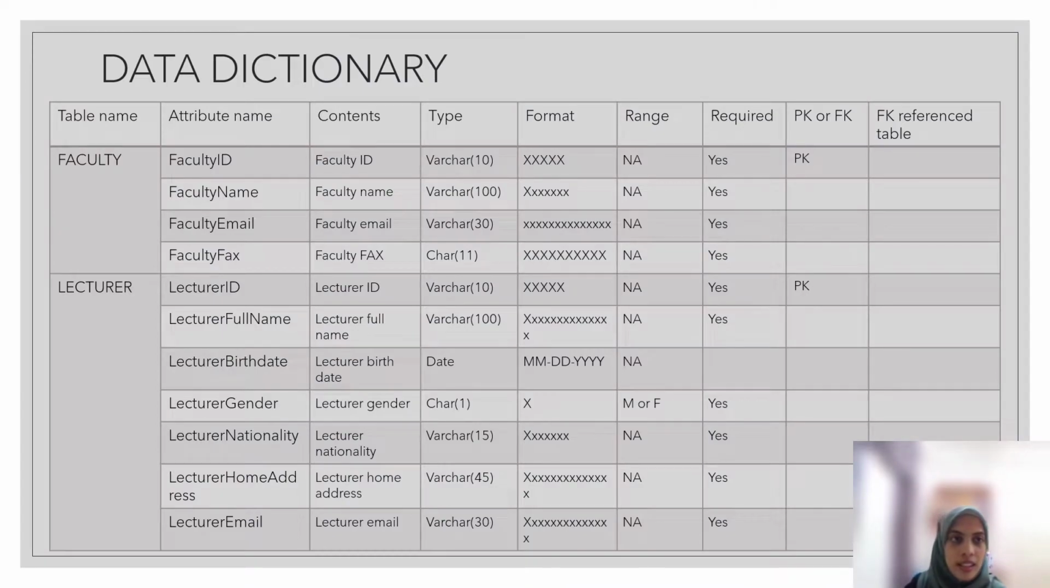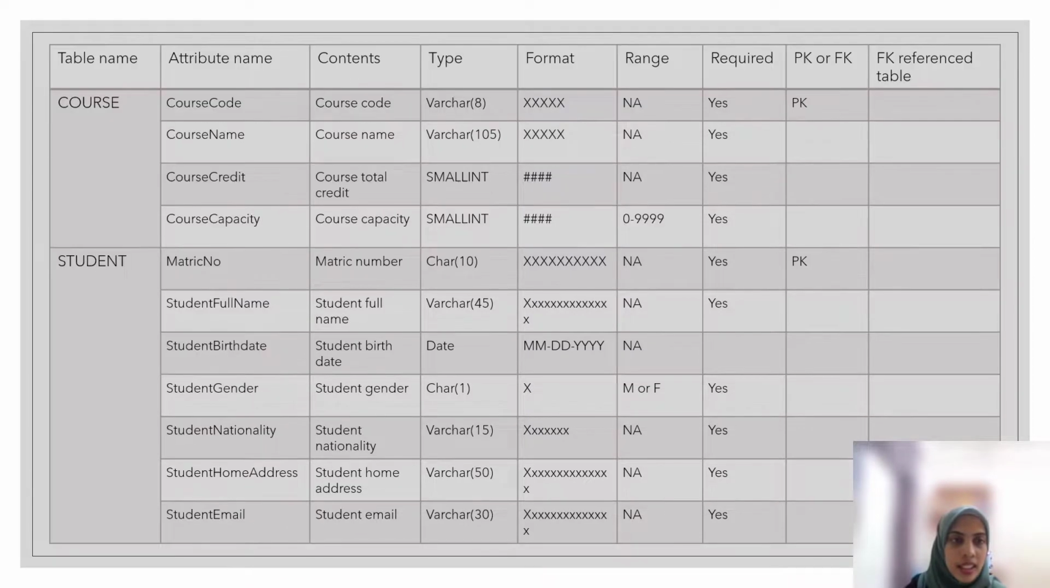This is the data dictionary. The first table is faculty. The attributes are faculty ID, faculty name, faculty email, and faculty fax. Table lecturer contains lecturer ID, lecturer full name, lecturer birthday, lecturer gender, lecturer nationality, lecturer home address, lecturer email. The course table contains course code, course name, course credit, and course capacity.